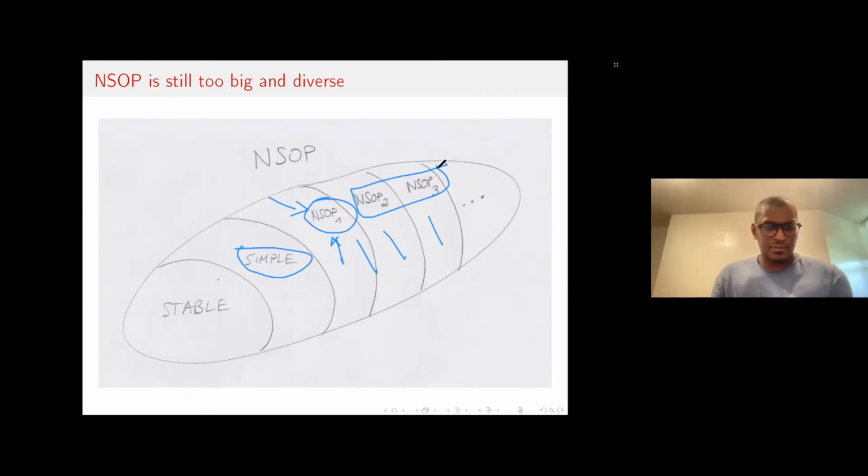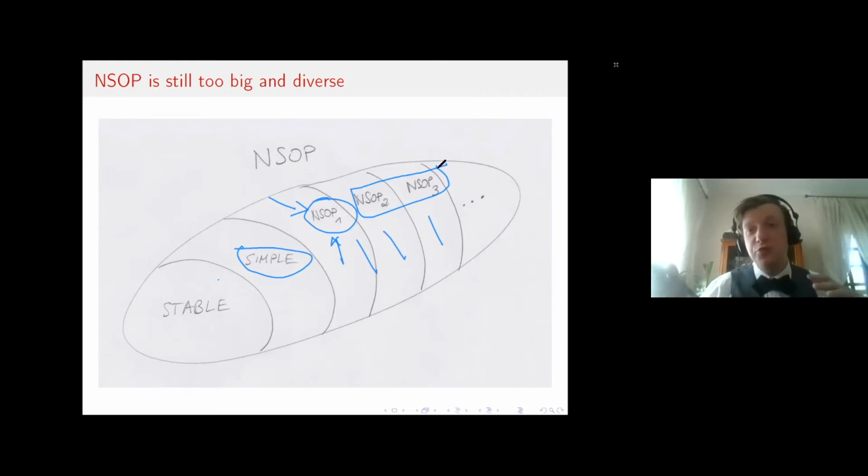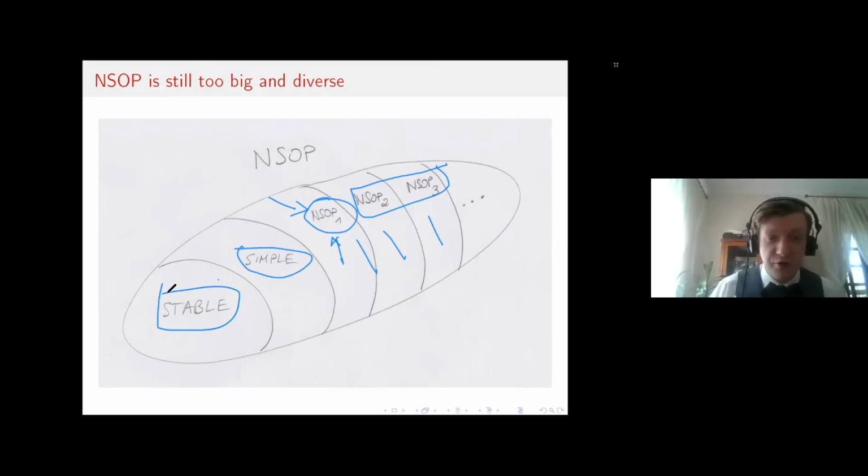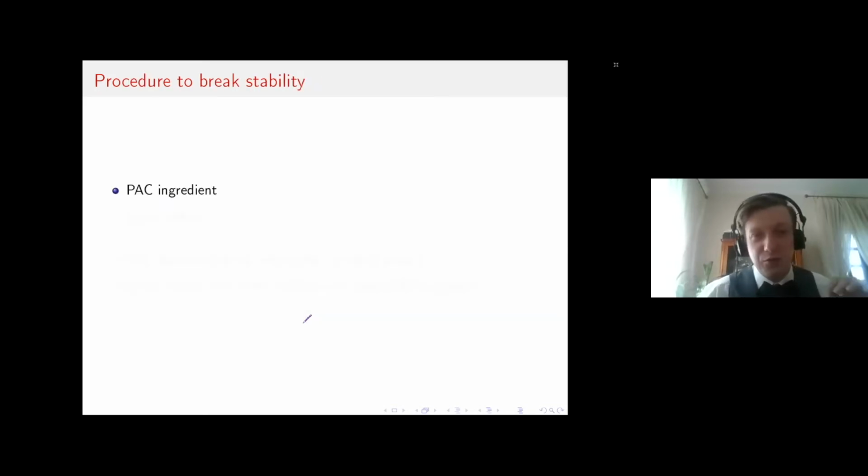Okay, so now I will tell you how to produce these examples, because we want to have examples to understand these dividing lines in model theory. So we want to start here. We want to take a stable theory and then have an algorithm which moves our theory and makes it worse. It will break stability, but we want to do it in a controlled manner. And there are two ingredients to do it in a controlled manner.